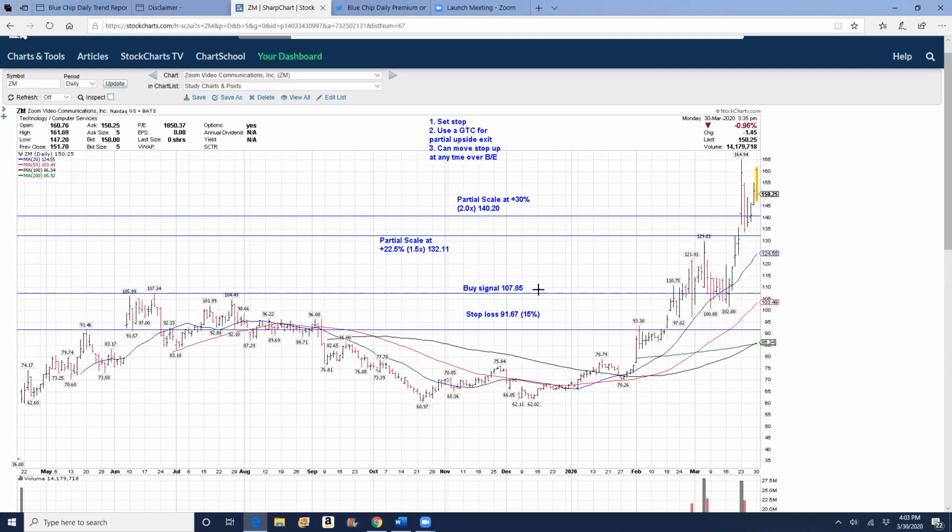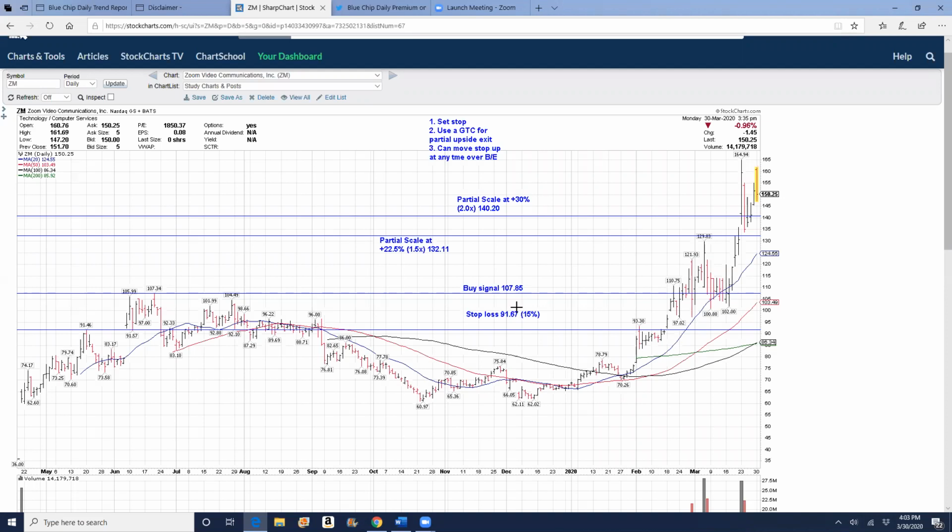So the way it would work is the trader would take the position, let's call it 107.85, and then just go into the system, put in a GTC stop order. It would be a stop market at 91.67. So all that means is that if the stock trades down to 91.67, then they get out on the next available trade. So that would set the risk at 15%.